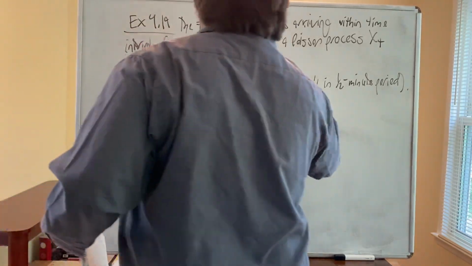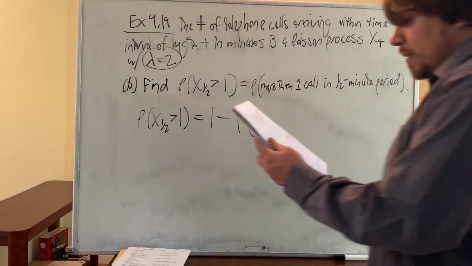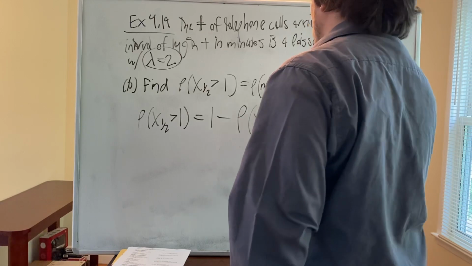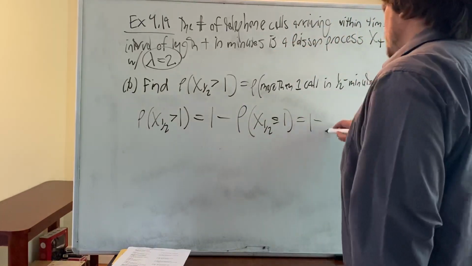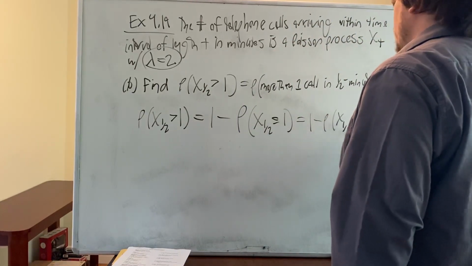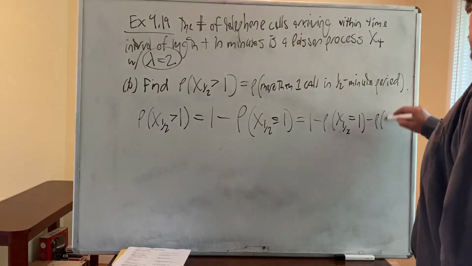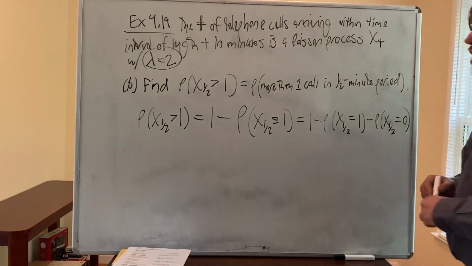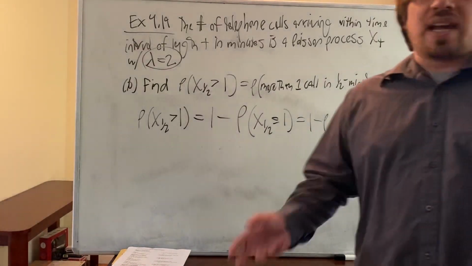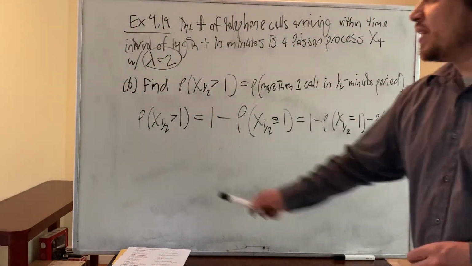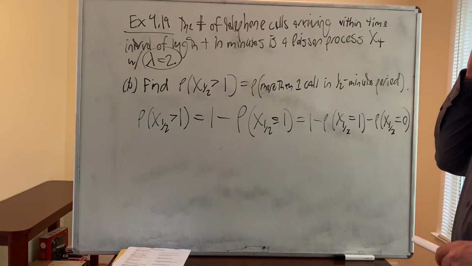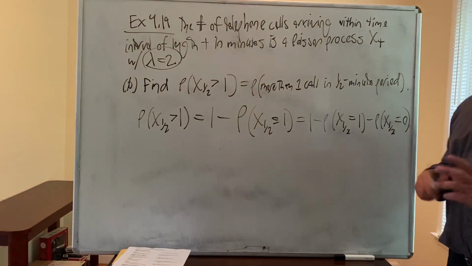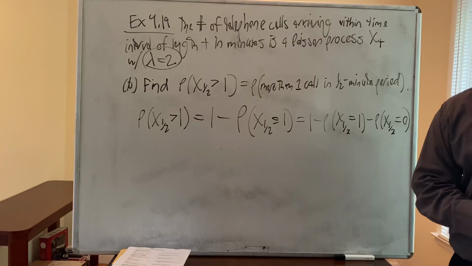It's equal to 1 minus the probability of the complement of that. And so that's the probability that x sub 1/2 is less than or equal to 1. And what does that mean? That's 1 minus the probability of x sub 1/2 is equal to 1 minus the probability of x sub 1/2 is equal to 0. X is the number of telephone calls you receive. You can't receive negative telephone calls. And so thinking of the number of telephone calls being less than or equal to 1 means either there's 1 or 0 telephone calls you're receiving in a half-minute period.